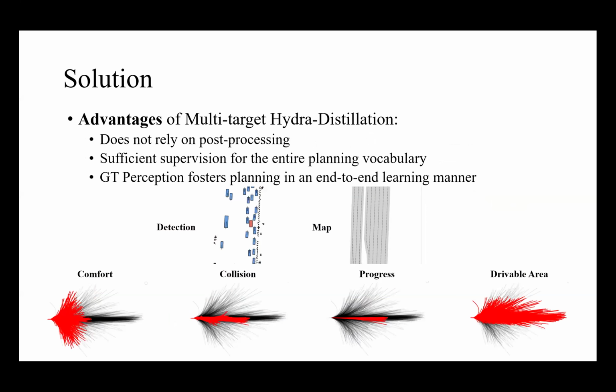So the advantages of multi-target Hydra distillation are that it does not rely on non-differentiable post-processing techniques, and it can also bring sufficient supervision for the entire planning vocabulary, because previously, if we used imitation learning, then we only had one positive sample. And the third benefit is that the ground truth perception can foster planning in an end-to-end fashion.